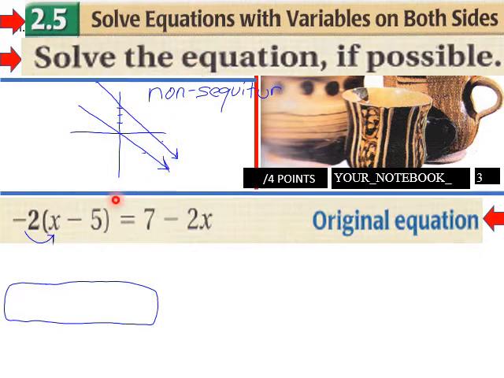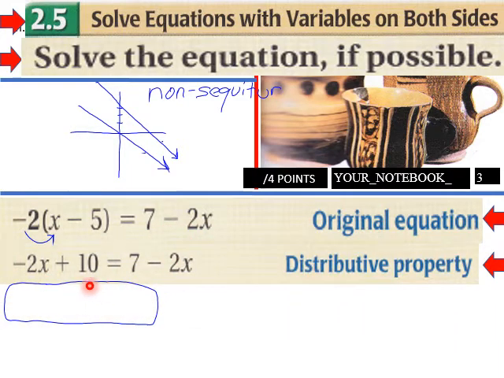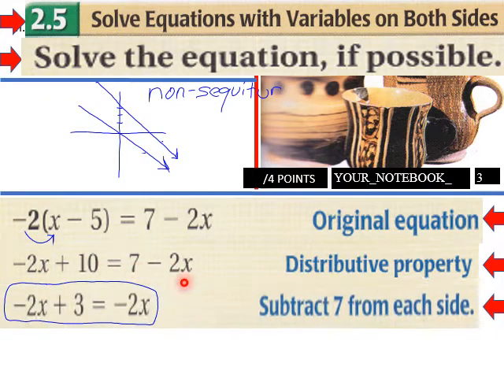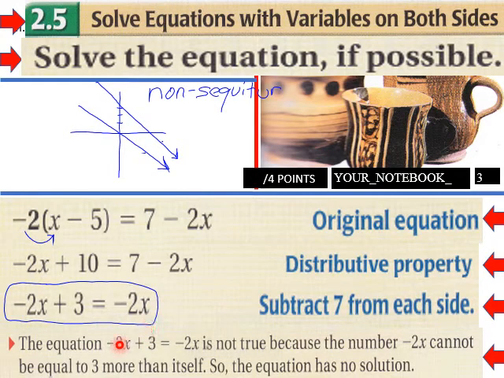Solve the equation if possible. So we got -2 times quantity x minus 5 equals 7 minus 2x. And then we multiply through by -2, so we get -2x plus 10 equals 7 minus 2x. We subtract 7 from both sides, and we end up with -2x plus 3 equals -2x. And then the equation -2x plus 3 equals -2x is not true, because the number -2x cannot be equal to 3 more than itself, so the equation has no solution.